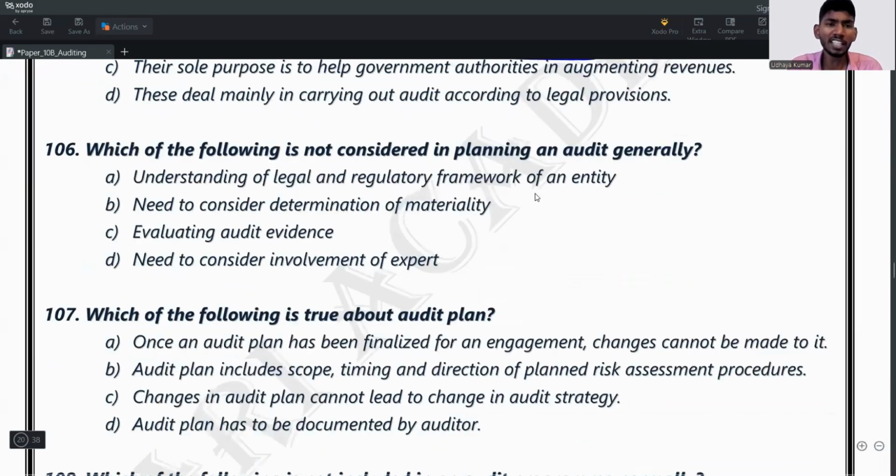Next, question number 106. Which of the following is not considered in planning an audit generally?